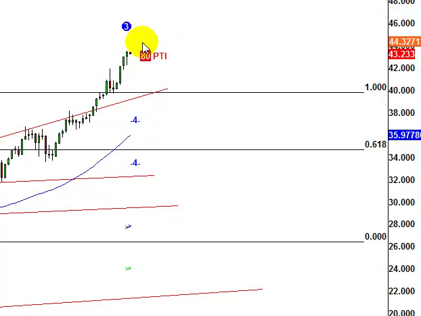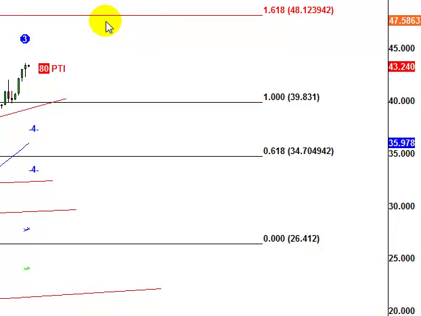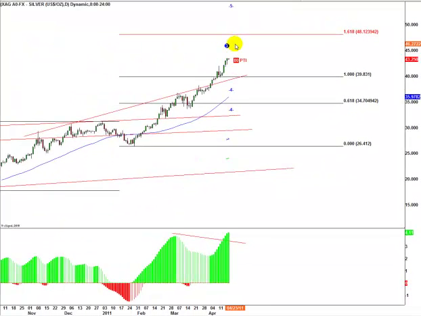Will it make it to $48? Well, you know, just don't know. But that is the 1.618 extension of this particular measurement. So big moves coming up, and it'll either blow off or indeed it'll power down.